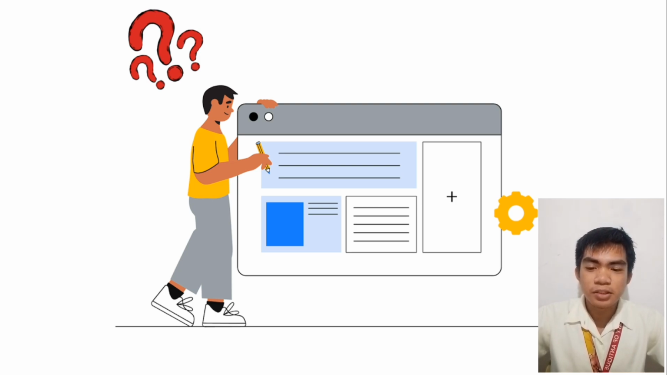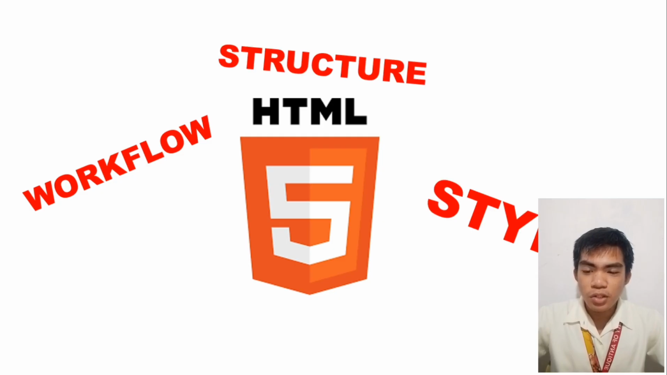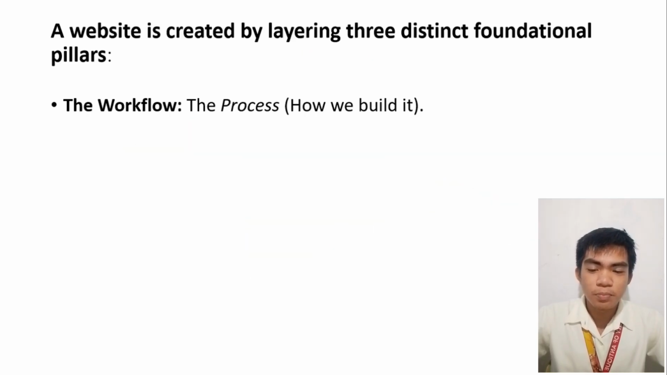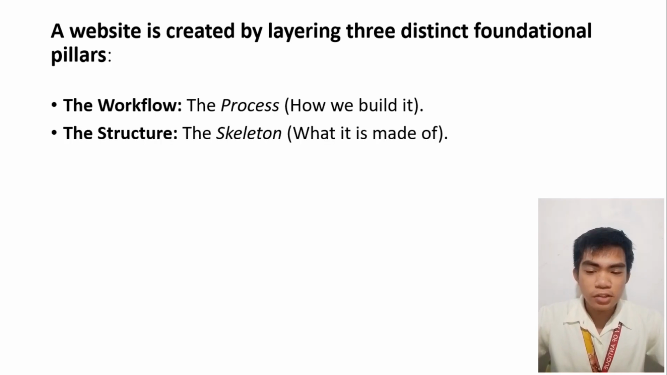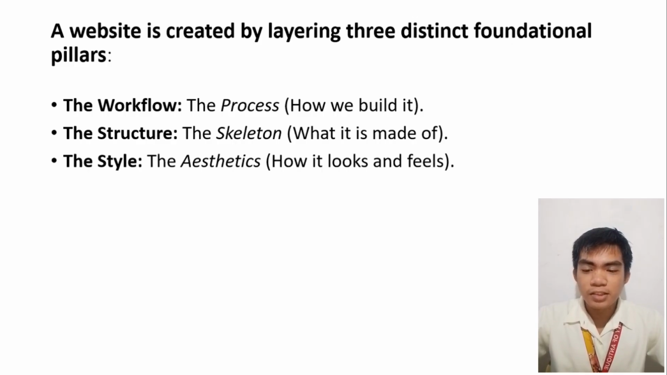Just as a skyscraper requires a deep concrete base to stay upright, a website requires a solid foundation so it doesn't break under high traffic, fail on mobile devices, or become impossible to manage. A website is created by layering three distinct foundational pillars. The workflow: this is the process and how we build it. The structure, the skeleton: what it is made of. The style, the aesthetics, which tackles how it looks and feels. So let's talk one by one.